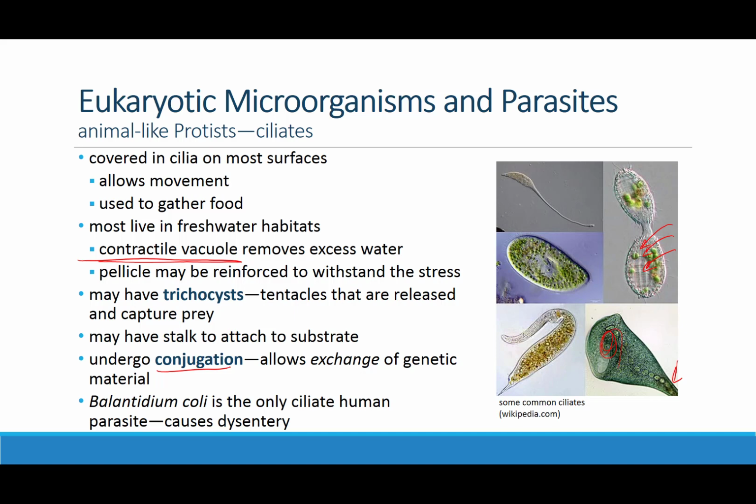And the only ciliate that is a human parasite causing human diseases is Balantidium coli. Coli, so we know that has something to do with the digestive system, colon. Balantidium coli causes dysentery, so it's another organism that causes extreme diarrhea, loss of body fluids, and potentially death because of dehydration.